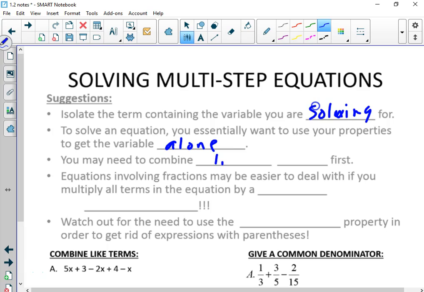You may need to combine like terms first. So 5x plus 2x equals 17. You're going to want to get 7x before you do anything.